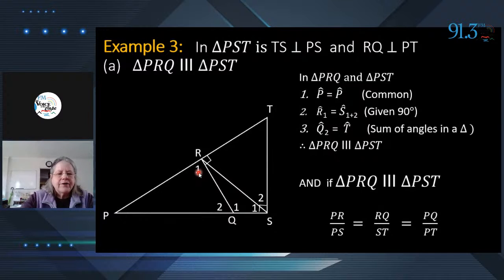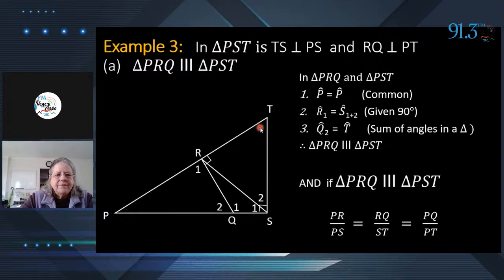So if one wants to see how the similarity would be, one has to take triangle RPQ and transpose it so that R1 falls on S1 and 2. And then you'll see that this one fits inside the big triangle. So we can say R1 is equal to S1 plus 2, given 90 degrees, because I told us they were 90 degrees. And then for completeness' sake, the angle at Q must be equal to the angle at T.